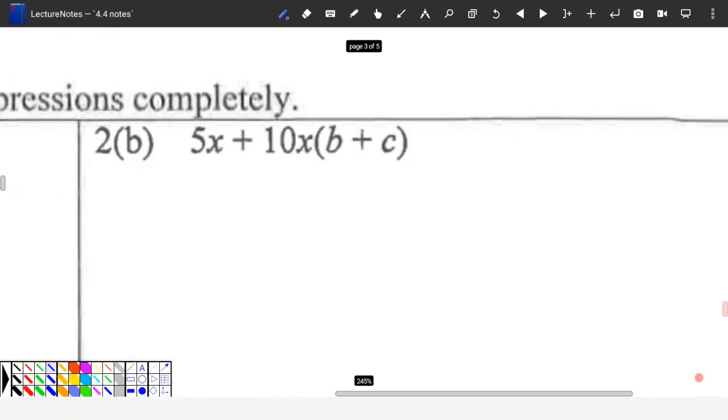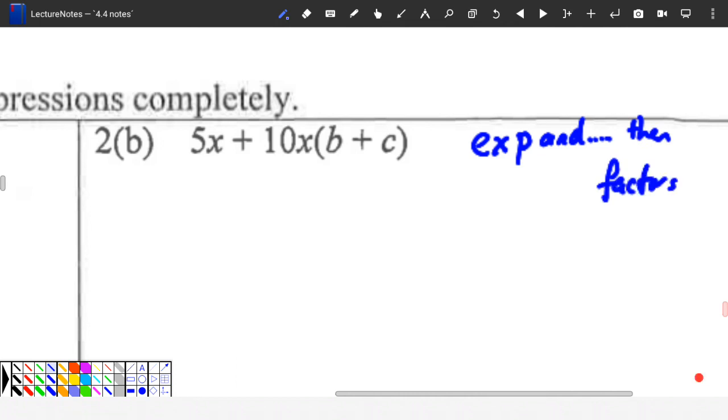Now, this one I give you a clue. You must first expand, then factorize. Can you do the expansion now? I pause the video here. This is 5x plus 10x times b. So I will have 10bx.